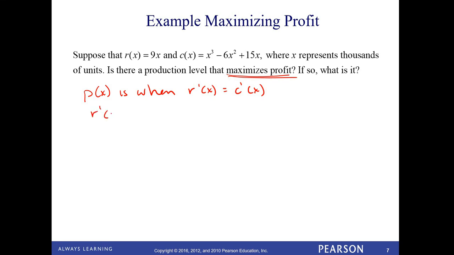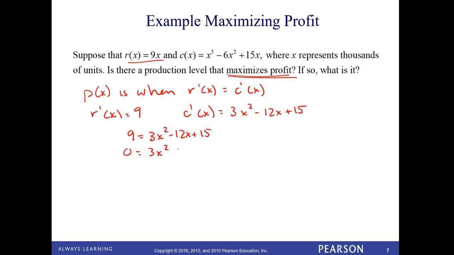So let's find R prime of x. That equals 9 using my function. C prime of x is going to be 3x squared minus 12x plus 15. If I set these equal to each other, I will get a quadratic function. And I'm going to go ahead and try and factor this to find my zeros. Okay, this does not factor, but I can use complete the square.